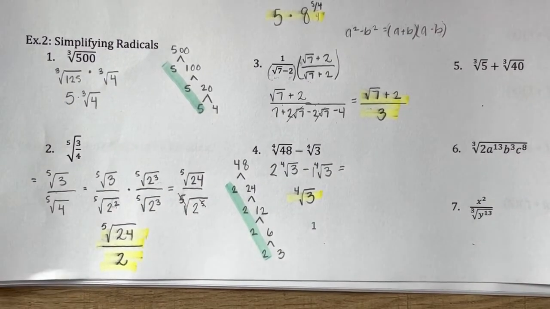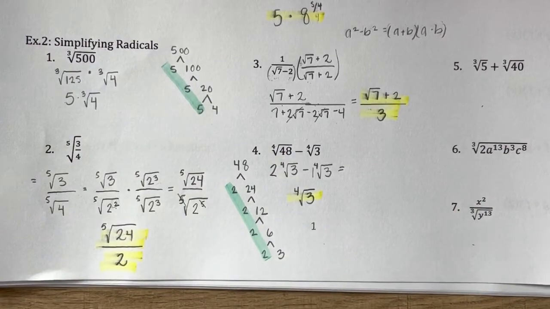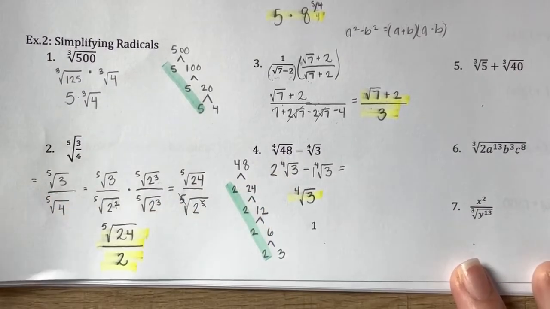So in order for us to add or subtract, even if it's the same root on the radical, you have to have the number inside the radical be exactly the same, and then you just add or subtract the number in front, the coefficients.